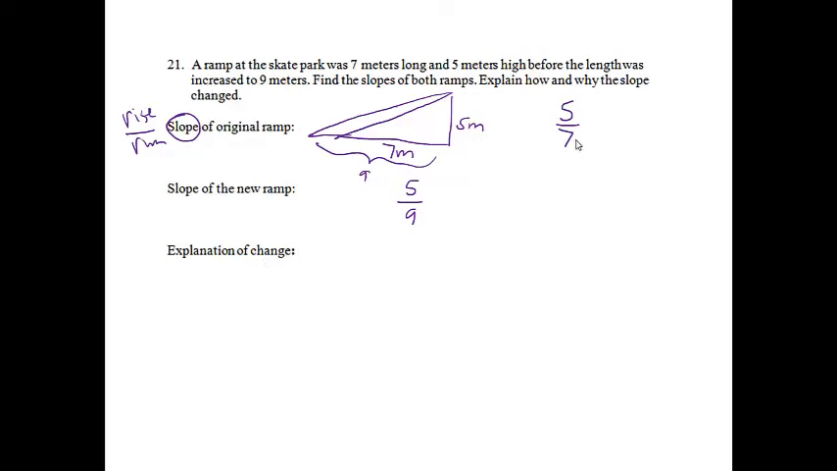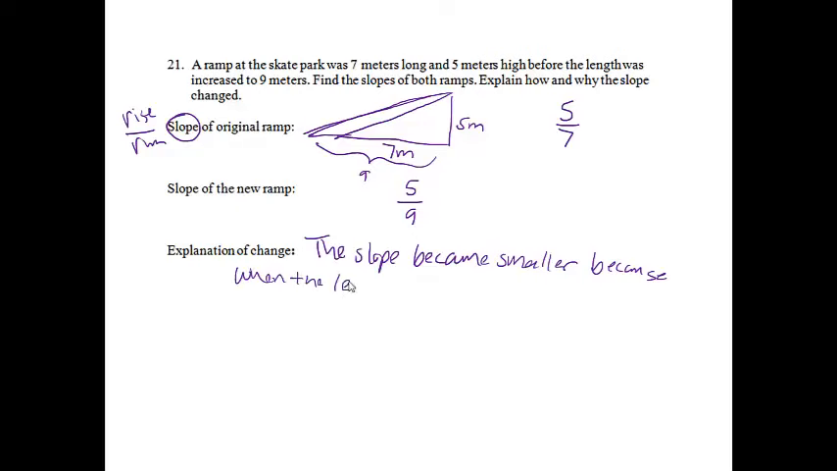Okay, so how did the slope change? It changed from 5/7 to 5/9. I'm going to say the slope became smaller because 5/9 is smaller than 5/7. And I'm going to say because when we made it longer, this ramp was not as steep. So when the length was increased, the steepness of the ramp, I'm just going to put the ramp, was not as steep. And you can have an answer, it doesn't have to be exactly like mine, and hopefully it isn't.